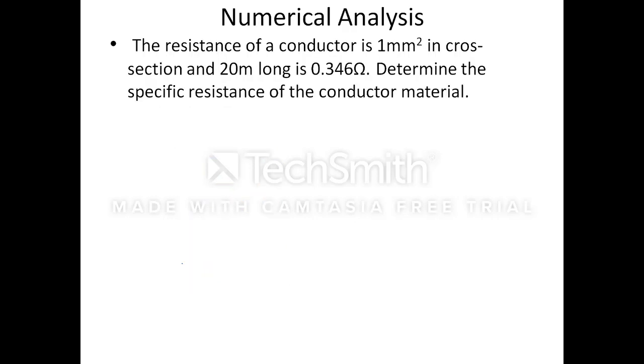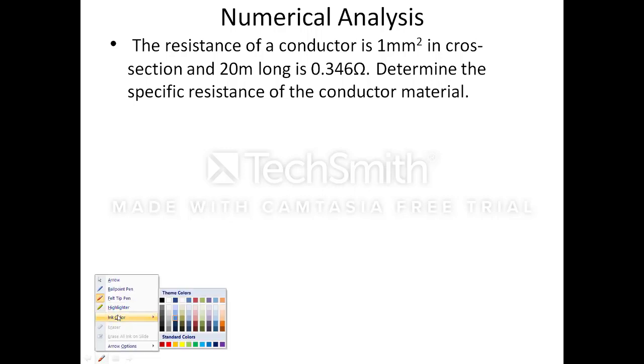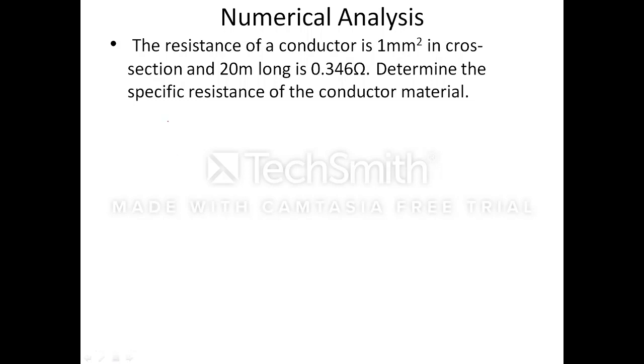Now if we talk about the numerical analysis, the resistance of a conductor is 1 millimeter square in cross section and 20 meter long is 0.346 ohm. Determine the specific resistance of the conductor material. So here in this problem, first of all we would write what are the given conditions in this problem.